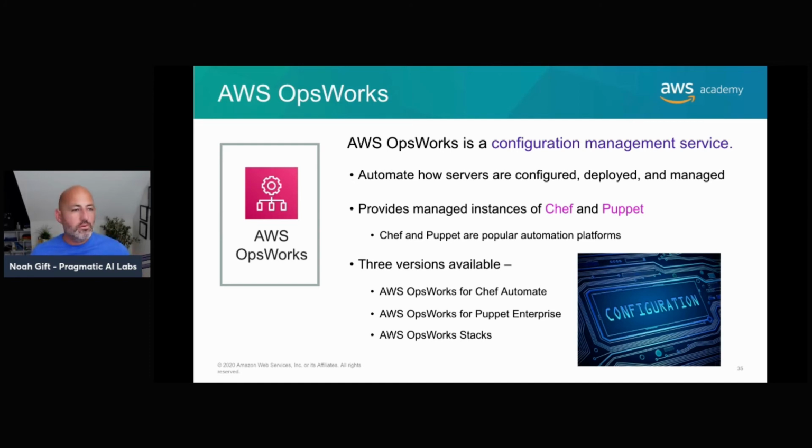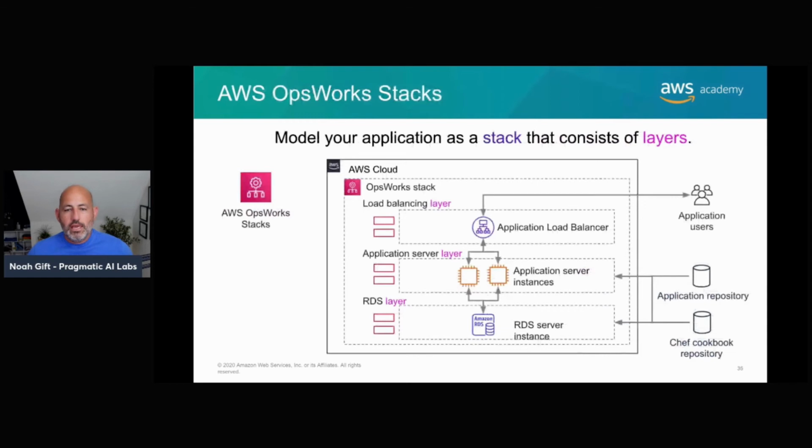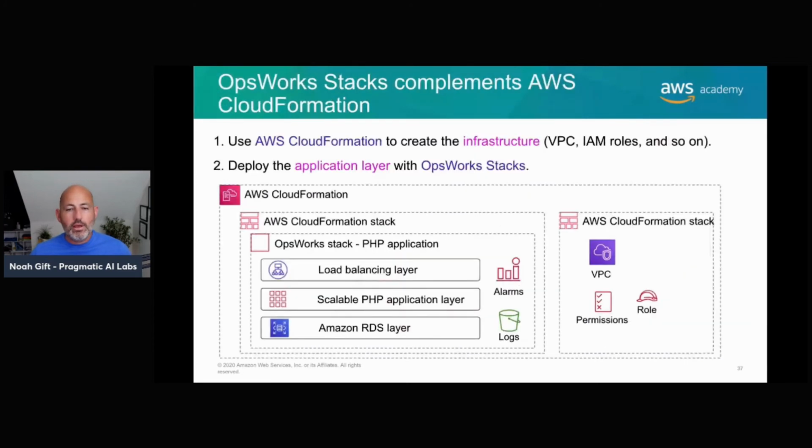But if you're already familiar with Chef or Puppet, it's a good solution. And I've used both at different companies. So in the case of OpsWorks, you would model your application as a stack that consists of layers, like a load balancing layer, application layer, RDS layer, and you would go through and build out your stack and deploy it.